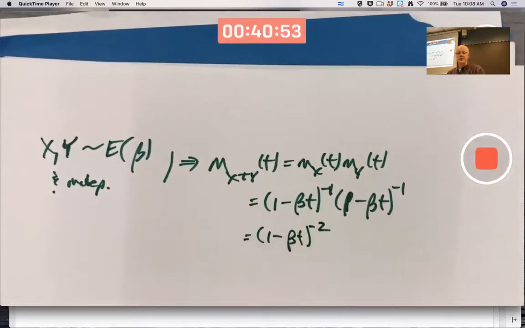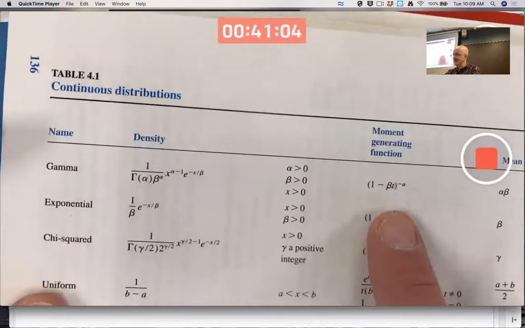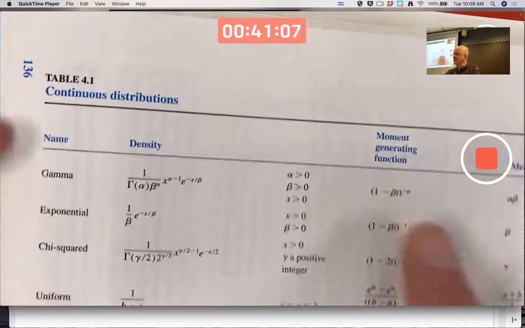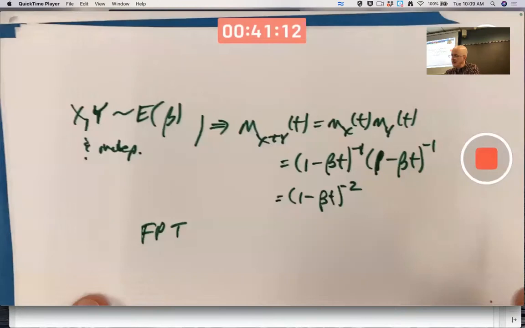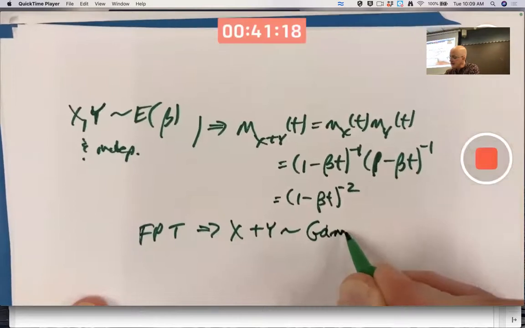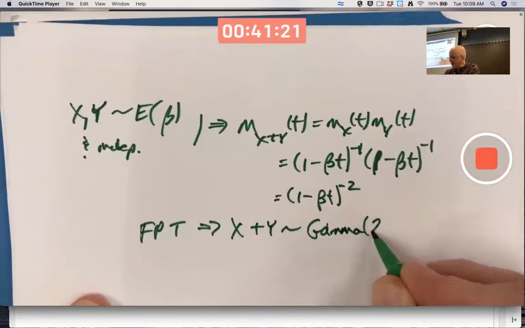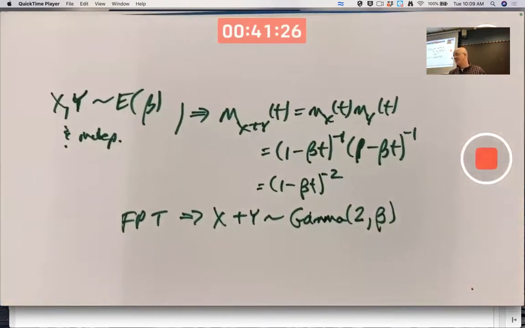And there's the moment generating function of their product, which is not exponential because it's not a negative 1 power. But it does fit this one. Alpha is 2, and that's gamma. So it's a gamma distribution by the fingerprint theorem. X plus y is gamma, not with any old alpha, but with alpha equal to 2. And beta is the same beta as before. So that's definitely the easiest way to figure out the distribution of x plus y.